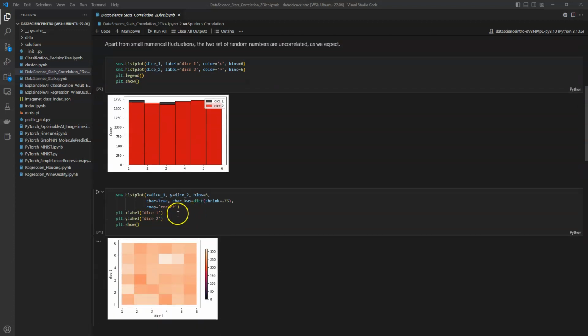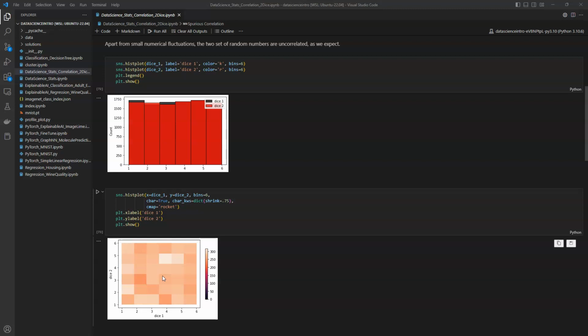We can also look at a 2D histogram of those two numbers, where we plot the numbers of dice 1 on the x-axis and dice 2 on the y-axis, and we would expect a fairly uniform distribution. So for each number of one dice, we get all the other numbers because they're independent. So this is uncorrelated random variables in the parlance of statistics.